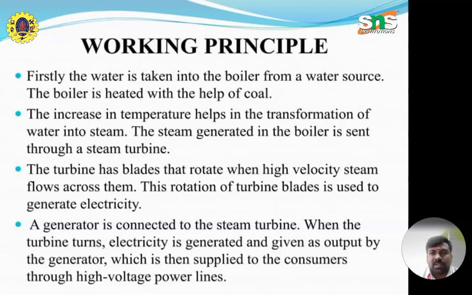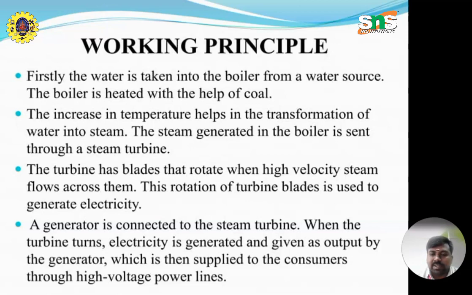The working principle of the thermal or steam power plant is: first, the water is taken into the boiler from the water source. The boiler is heated with the help of coal. The increase in the temperature helps in the transformation of the water into steam. That means the phase change takes place, the water into the steam.